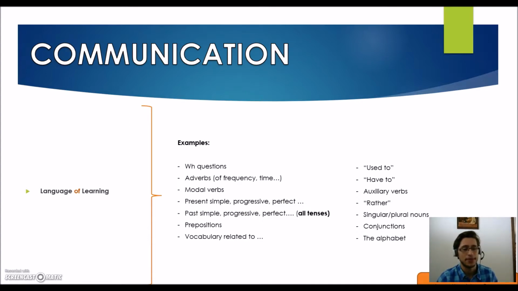Here we have some examples. In language of learning, since we said it's all about structures and vocabulary, examples can be WH questions, adverbs, modal verbs, present simple, present progressive, present perfect, those tenses, auxiliary verbs, these little pieces, little structures, little words, those are language of learning.